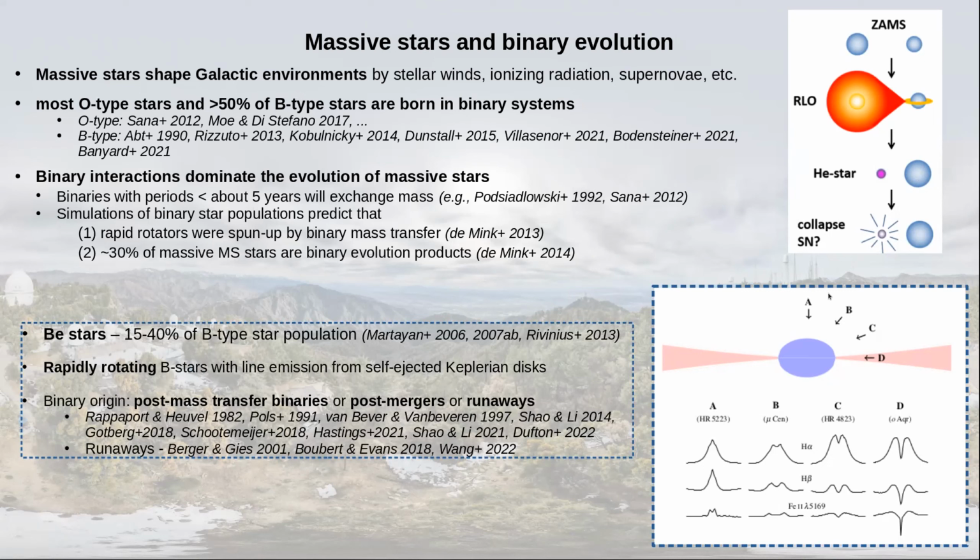This is just an illustration of emission lines of BE stars. This is how we recognize them, because they have emission lines from the circumstellar disk, and the appearance of the lines depends on the viewing angle.